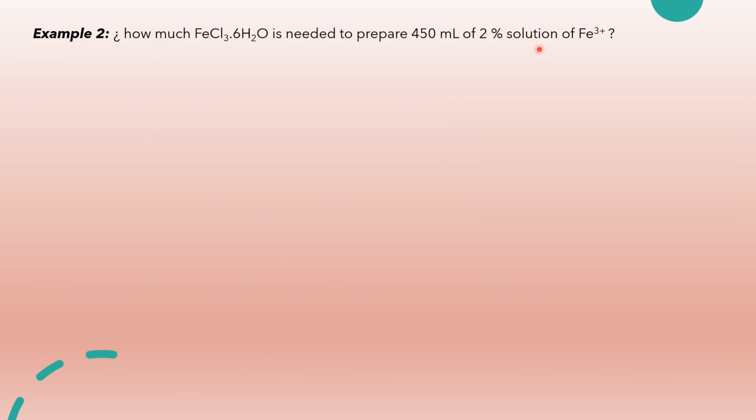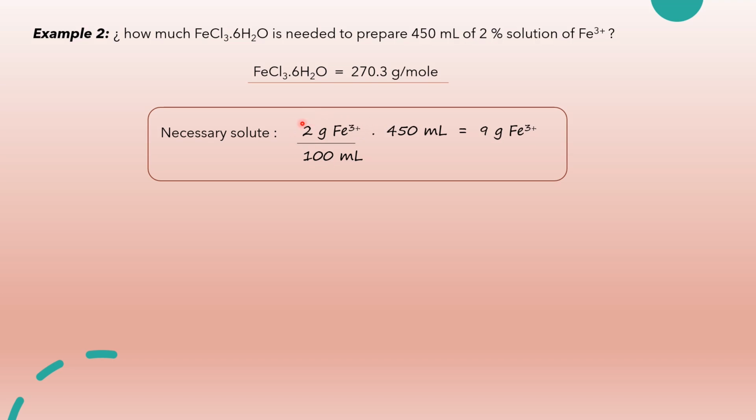What if I have to prepare a solution that has to be 2% of iron, and the only salt I have to prepare the solution is a hydrated chloride, ferric chloride? In this case, the ratio that I have to respect is this: 2 grams of iron per 100 milliliters of solution. This 2 is a percentage. It's not molarity, it's not in 1000, it is in 100 milliliters. But I'm going to prepare 450 milliliters. So how much iron do I need? 9 grams.